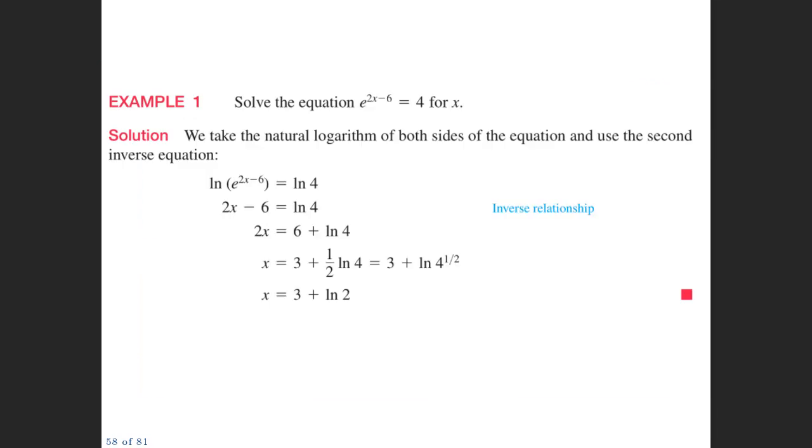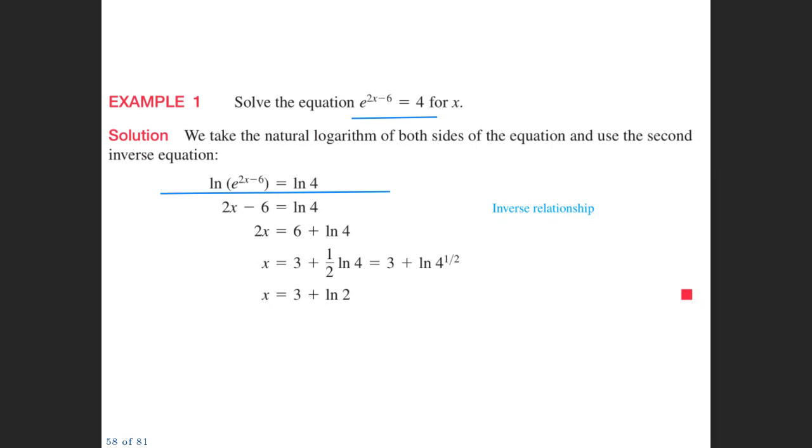What can we do with e to the power x? Well, first example, solve the equation e to the power 2x minus 6 is equal to 4 for x. What we're going to do is take the natural logarithm on both sides, and then rearrange. Start with e to the power 2x minus 6 is equal to 4, and put ln on the left and ln on the right.